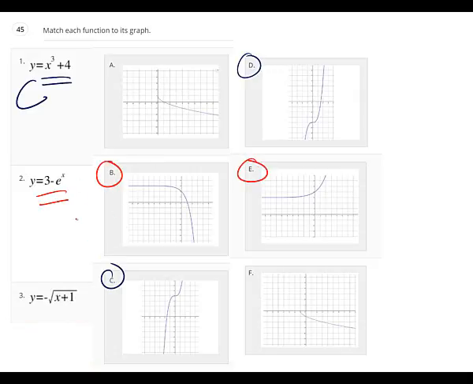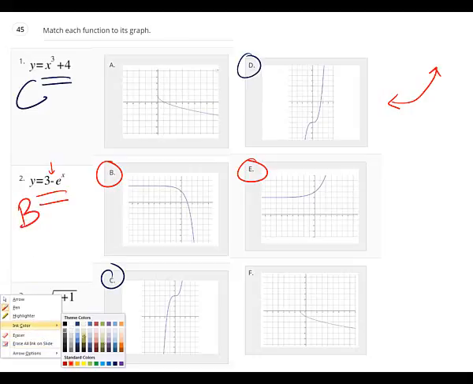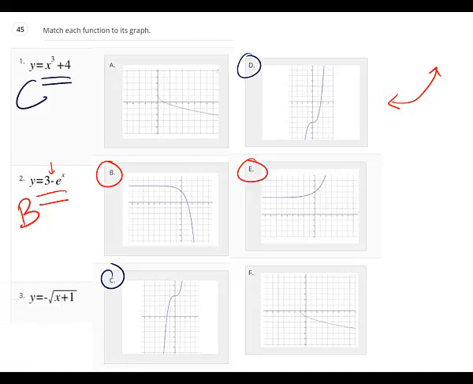Okay. Exponential typically looks like this, doesn't it? What's the negative going to do to it? Flip it the other way. Which one's flipped the other way? B. So this one's B. All right. And then that means that we're down to A and F for our radical.